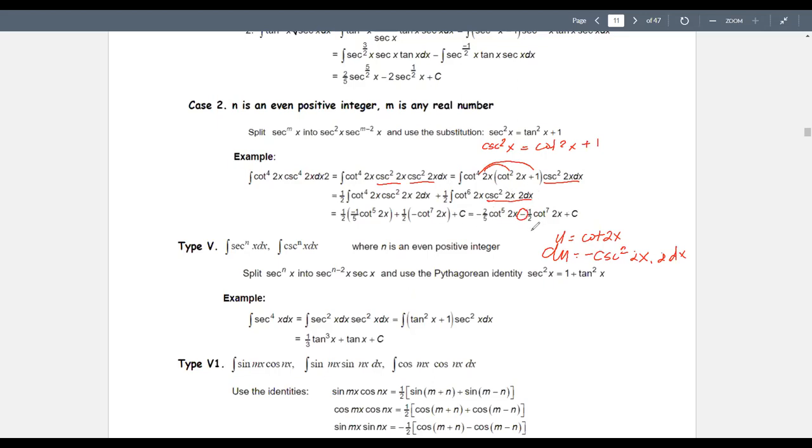And you have 1/2. The cotangent of 2x raised to 6 now uses the power rule, so you have cotangent of 2x raised to 7, which should be divided by 7. So there's a typo here; there should be a 7 in here. So you should have negative 1/2 times 1/7, or negative 1/14, now cotangent of 2x raised to 7.